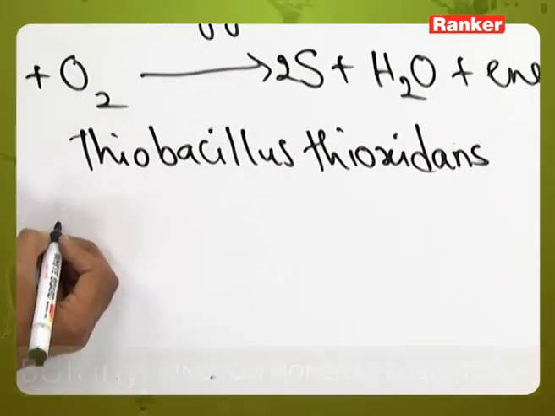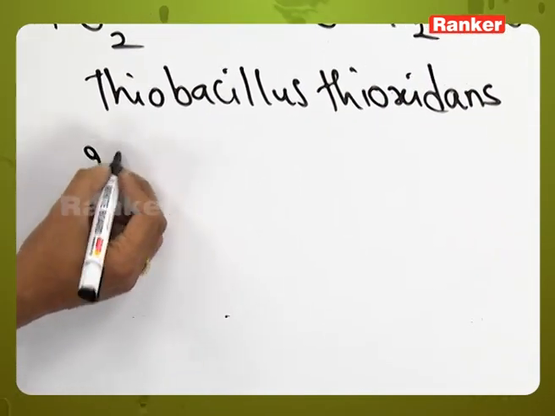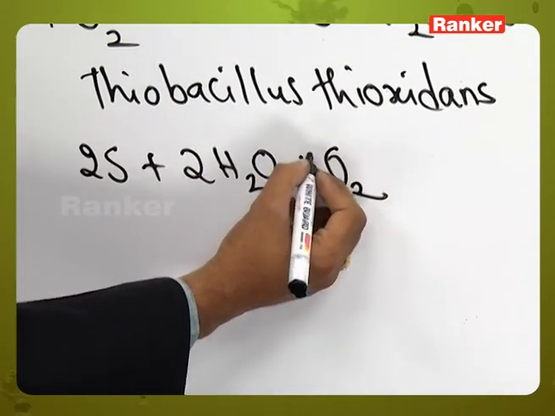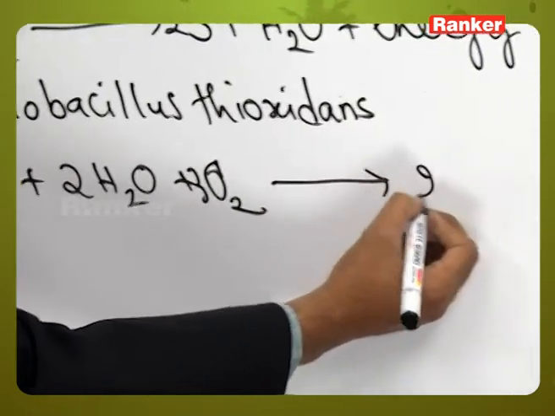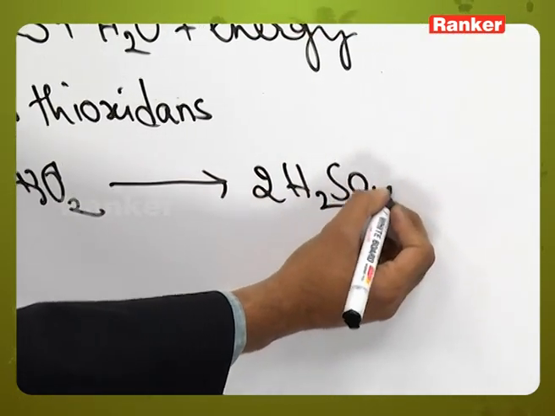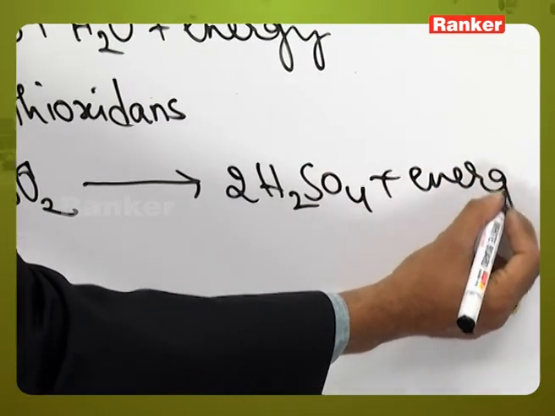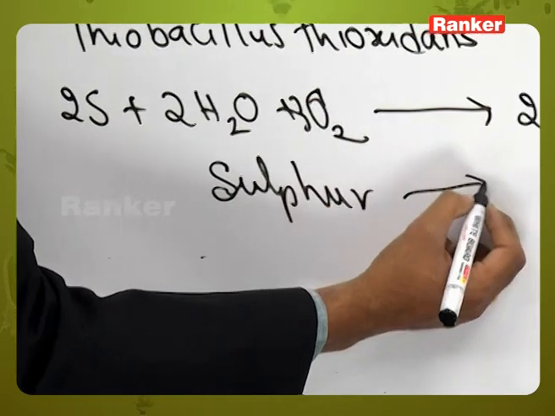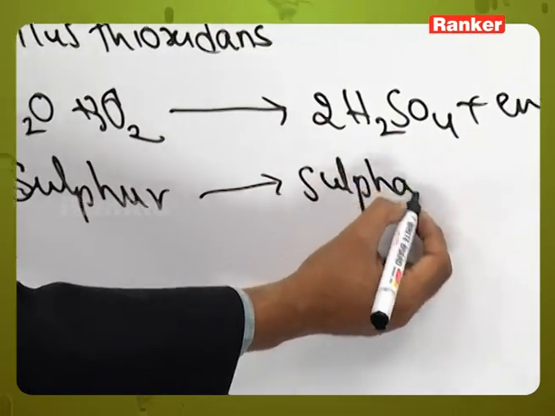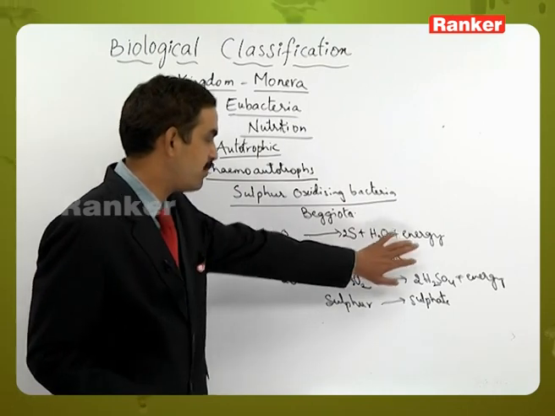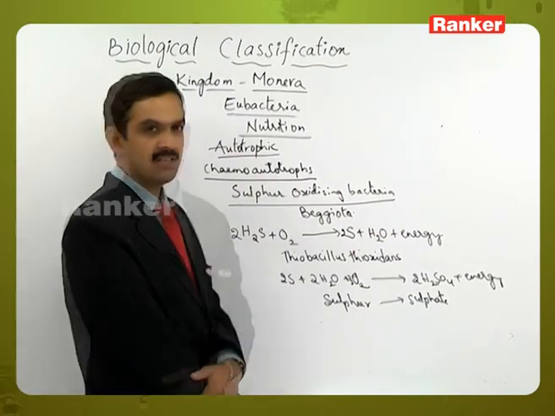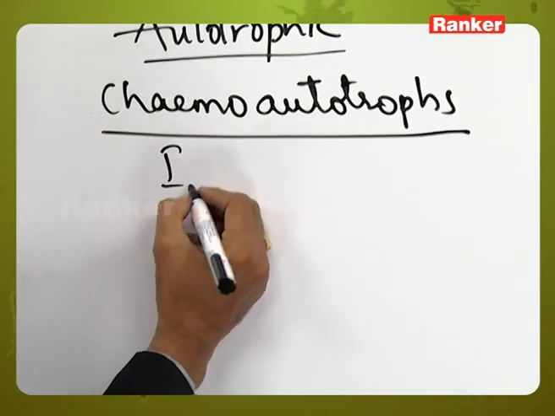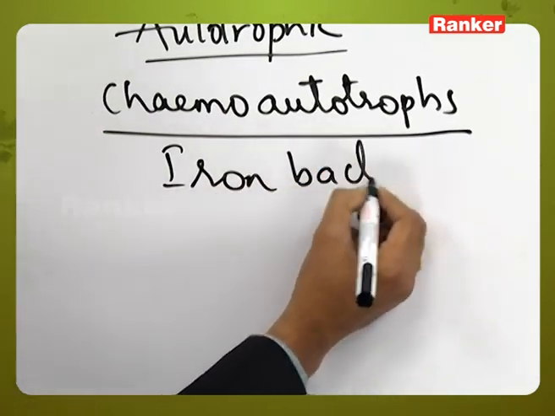This is the one which will oxidize the sulfur molecule and release sulfates along with some energy. That is, here the elemental sulfur is converted into sulfates. When this is taking place, here also some amount of energy will be released, which is used for the photosynthetic process. The other type of chemoautotrophs are iron bacteria.